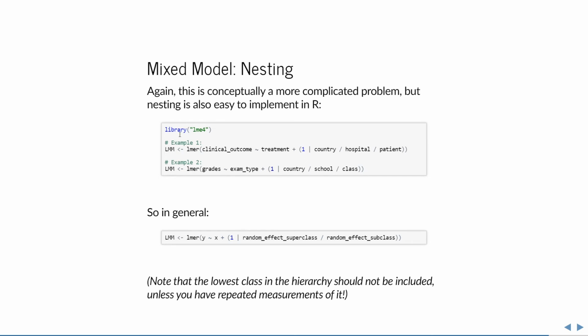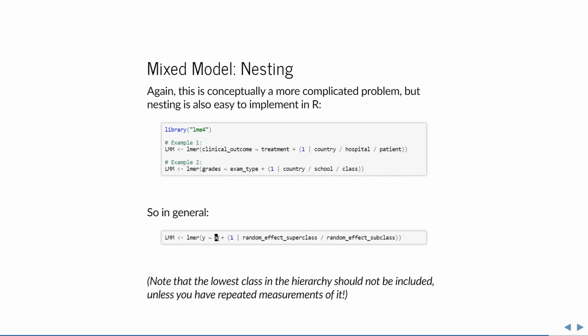So in general, for nesting, you would have a linear mixed effects regression of a response distributed as some explanatory variable, or again, this is just for simplicity, but you could have multiple explanatory variables, x plus x2 plus x3, or you could do x times x2 if you have an interaction.